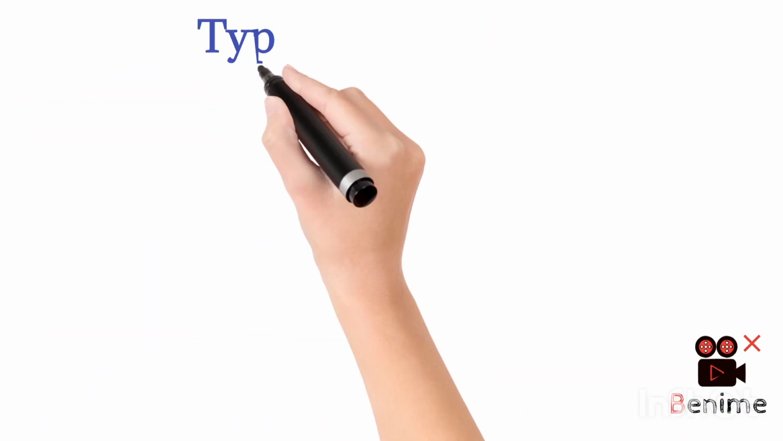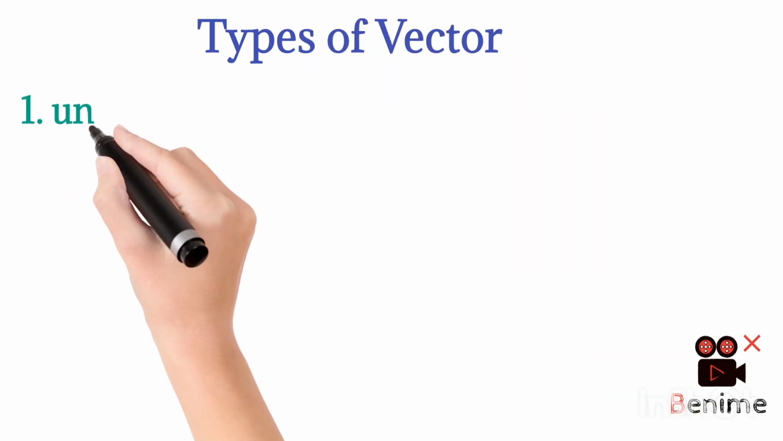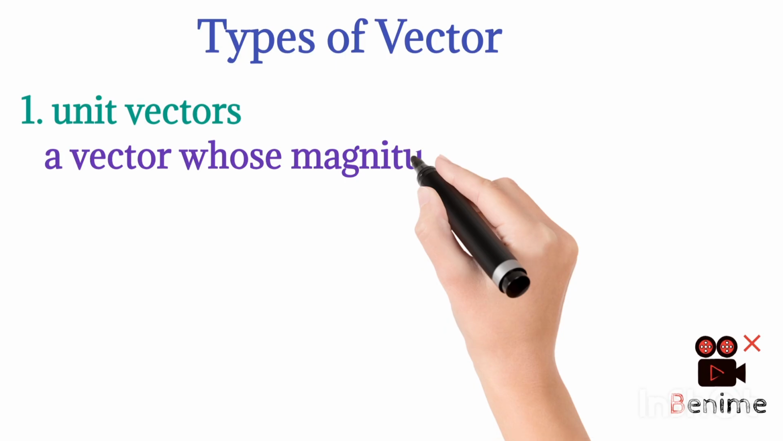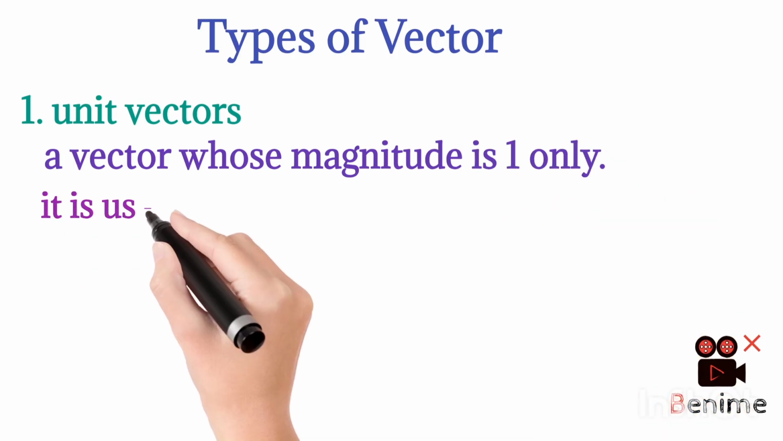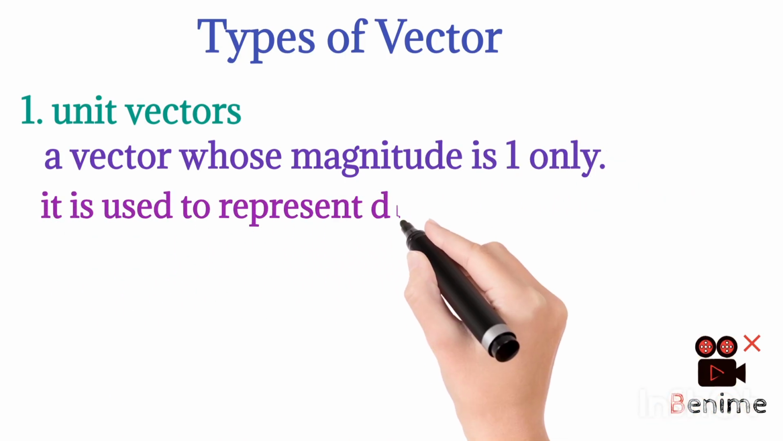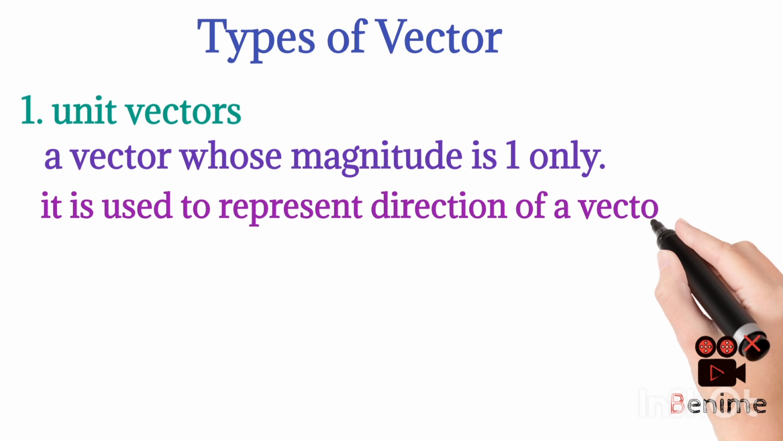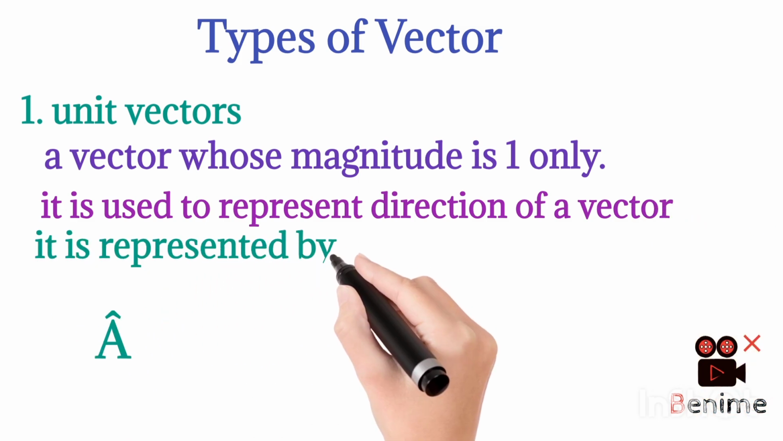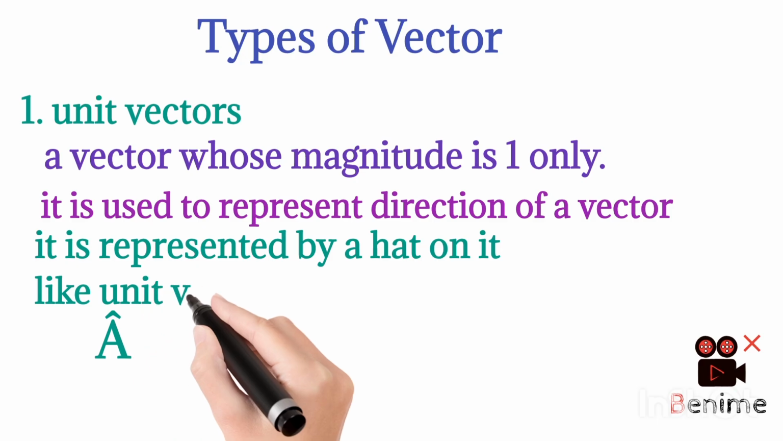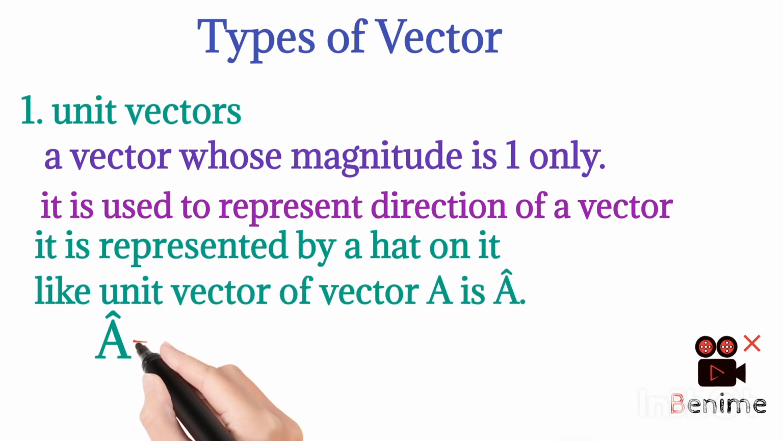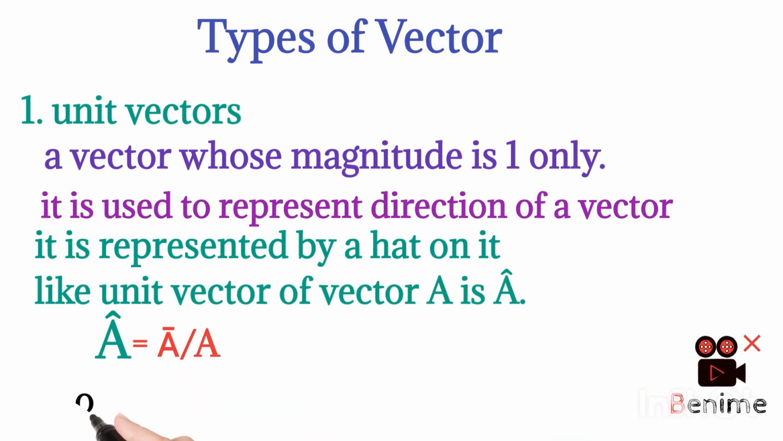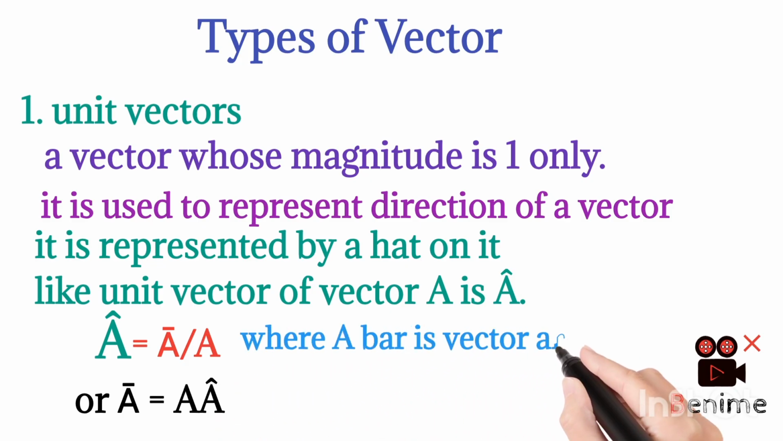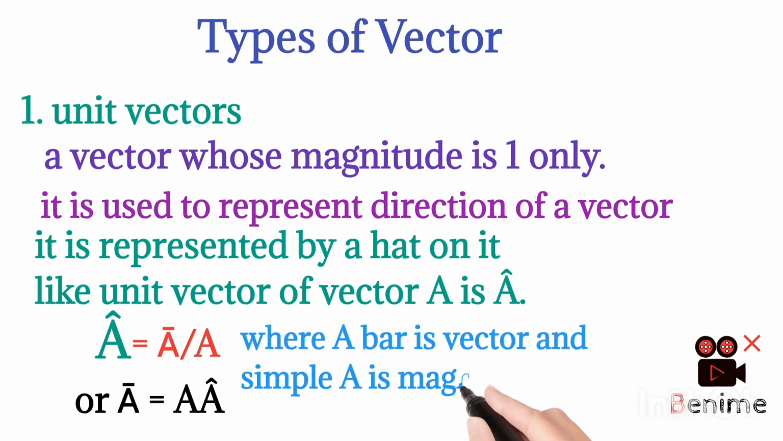Vectors have different types. First of them is unit vector. Unit vector is that vector whose magnitude is 1, and it is used to describe the direction of a vector. Mathematically, a vector is equal to its magnitude into unit vector. A hat sign is placed on a vector, which symbolizes a unit vector. Every vector has its unit vector.